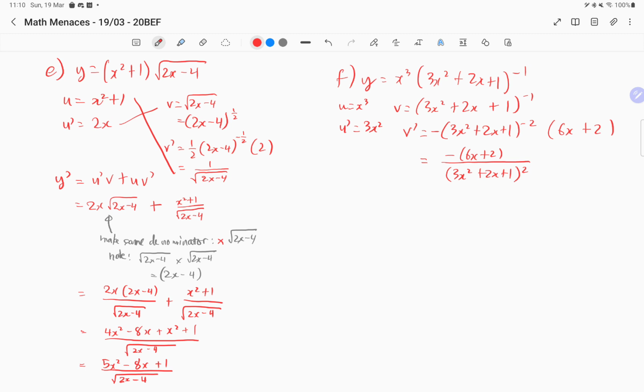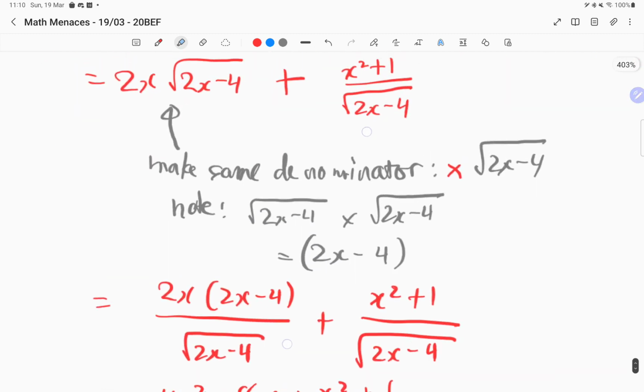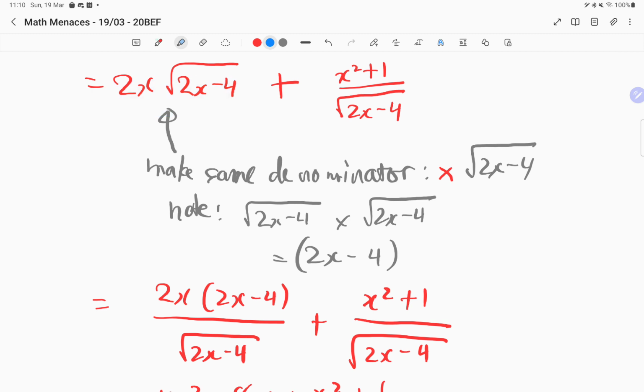Any question? How did you make them the same denominator? Times this one by square root of 2x. But don't you have to do that to the other side as well? No, the other one already has that denominator. So how can you just give it that? So what happens here is this one will be over 1, right? Mm-hmm. And then I times this by square root of that and times the top by square root of that. Oh yeah. And the other one already has the square root 2x minus 4 at the bottom. So the only thing that changes is this bit here.